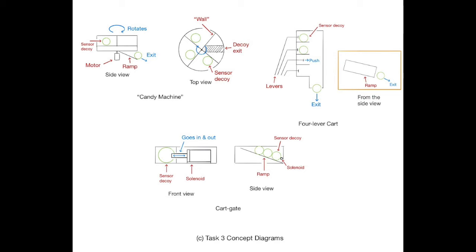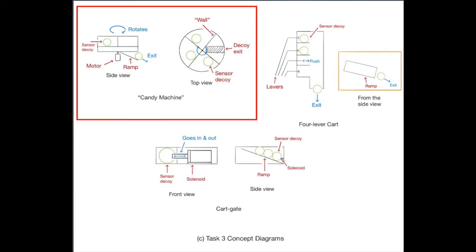For task 3, deploying sensor decoys, there were three different concept alternatives. One was a candy machine design, which involved a cylindrical device with these walls that would spin and move the sensor decoys towards a slot, where they would exit the device at the appropriate zone on the lunar ridge. You can see the design concept here.